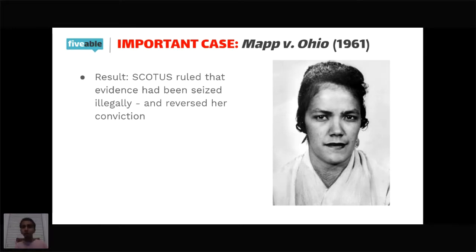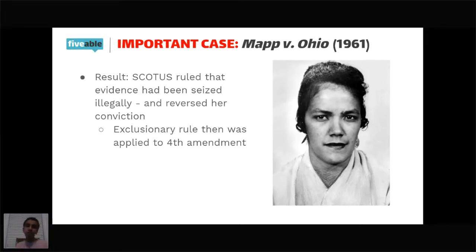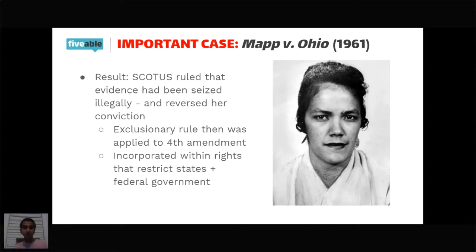So really anything that they found illegally in her house that didn't have to do with gambling could not be used in trial, because that was going against the exclusionary rule. And yes, that's when it was applied to the states. So the exclusionary rule was associated with the Fourth Amendment, but then was selectively incorporated to the states. That means the Fourth Amendment now restricts both the states and the federal government, so both can enforce that.